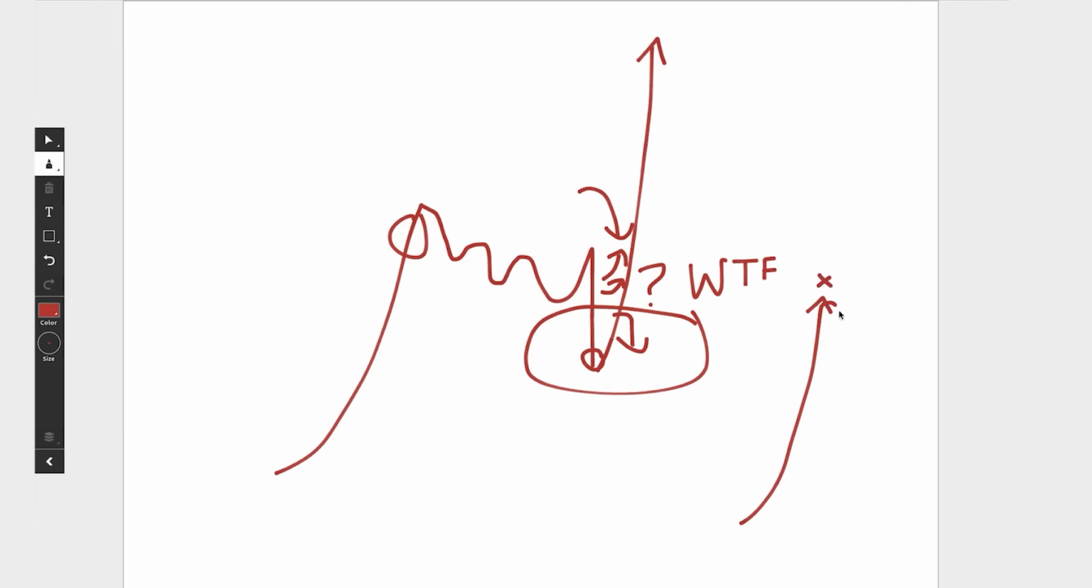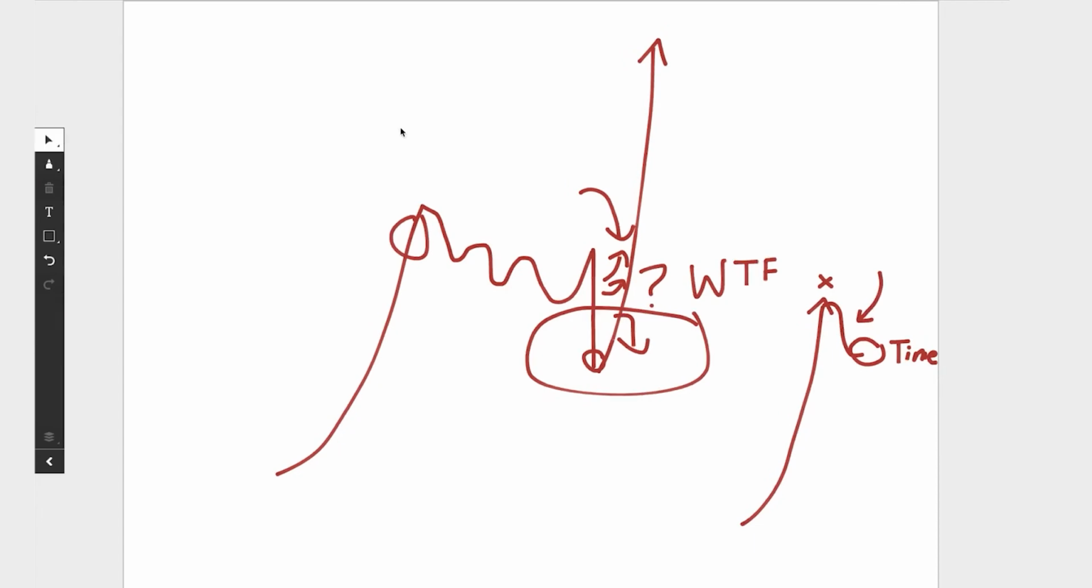We want one that's a little bit of a pullback, but once we get a little bit of a pullback, be sure to learn how to do one thing, how to time it. And timing is one thing the average person cannot do. You know why? Because the average person is looking to make a quick buck as fast as possible, which means zero patience.